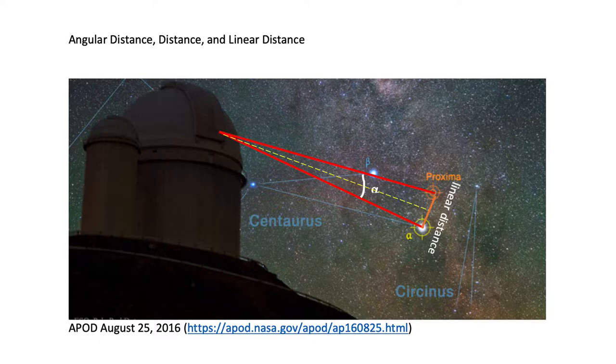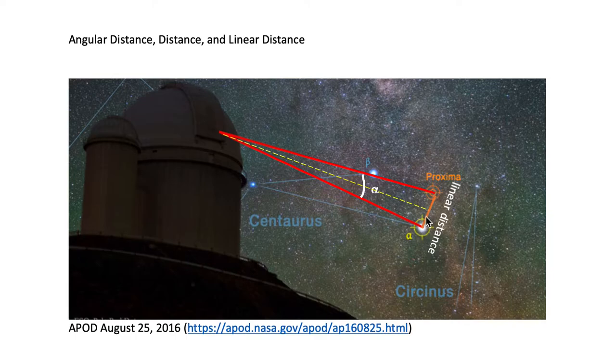Let's look at angular distance, distance, and linear distance mathematical calculations in astronomy. Here we have an image posted on Astronomy Picture of the Day, August 25th, 2016, and we are looking at two different constellations, Centaurus and Circinus. We are also looking at a gravitationally bound star complex of several different stars, two of which are labeled. We have Proxima Centauri in orange and Alpha Centauri labeled in the yellow color.